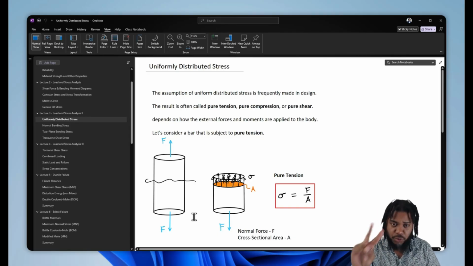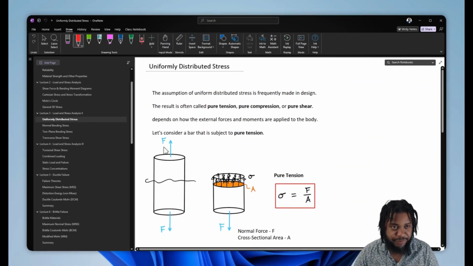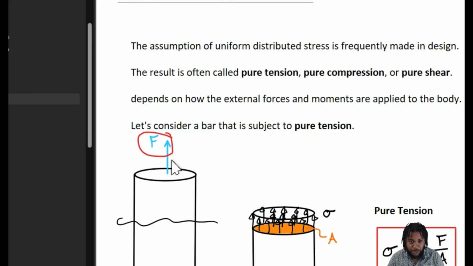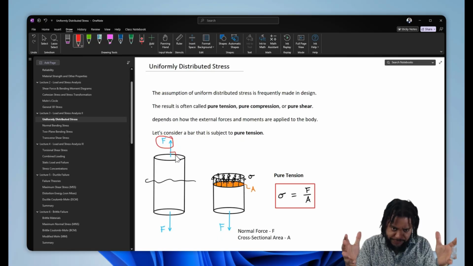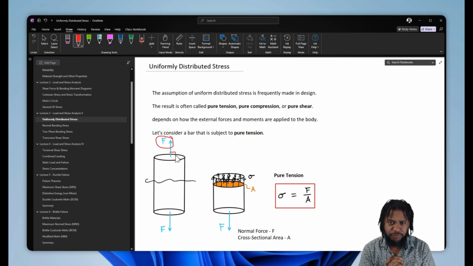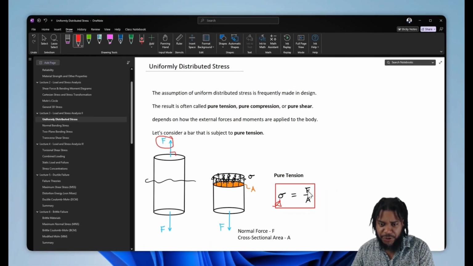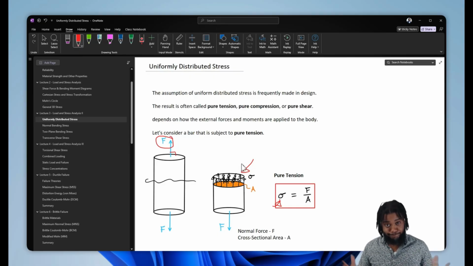In general, there are two cases, well, technically there's three, but two cases of uniform distributed stress. The first, let's consider that we have a rod or a rectangle or whatever that's subjected to a normal force F, where this force is perpendicular to the surface. And that force is distributed across the cross section of that area. If we were to calculate the stress, sigma, is simply equal to the value of that force divided by the cross-sectional area, where the stress is uniform or equal everywhere along the surface, right?